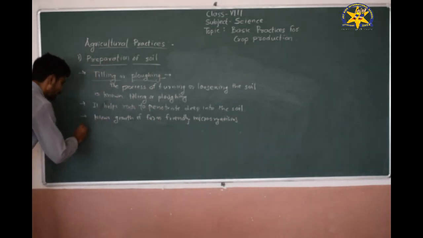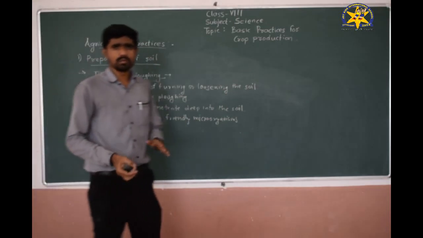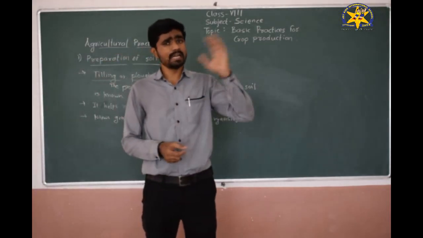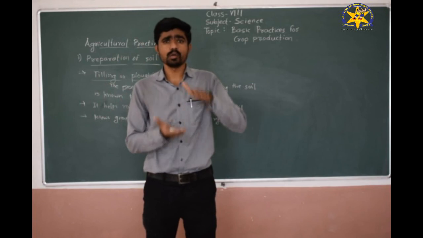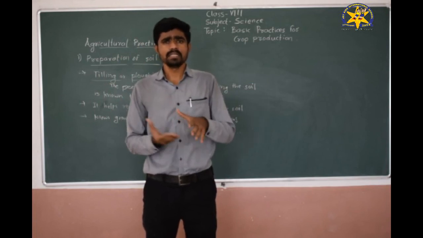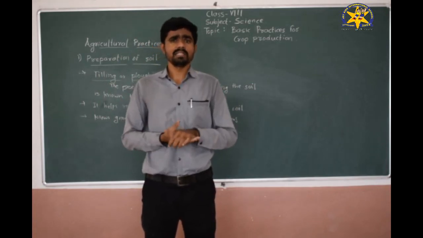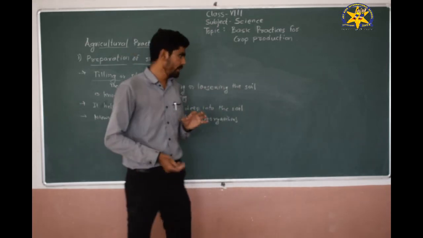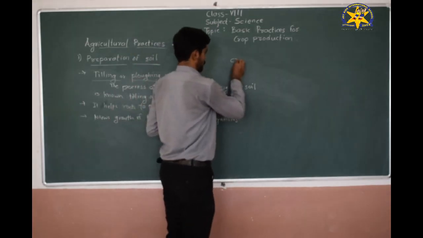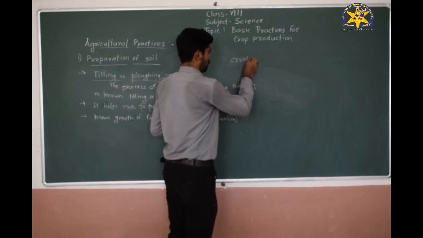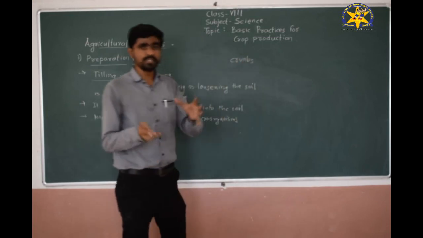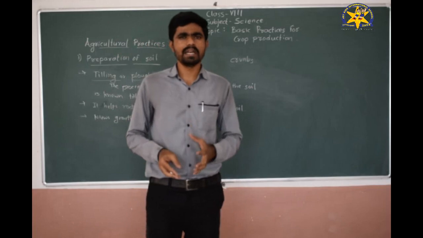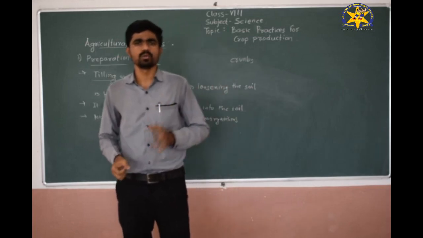Then also in the soil, after the last season's plant, there are some soil cakes, or you can say there are large lumps of soil, that are called crumbs. Large pieces of soil are called crumbs, and it is very important to break those crumbs.